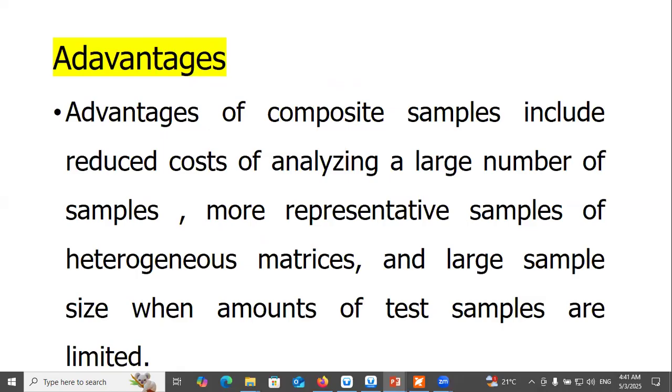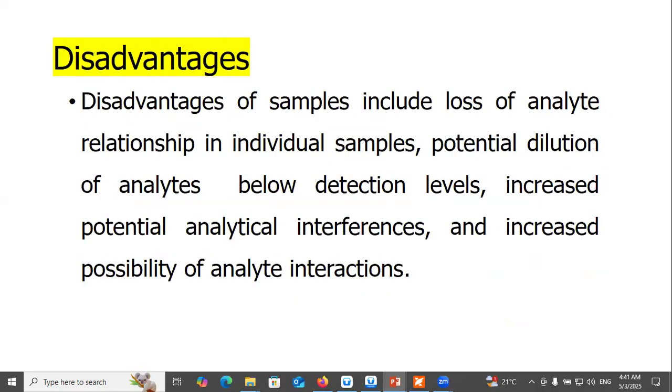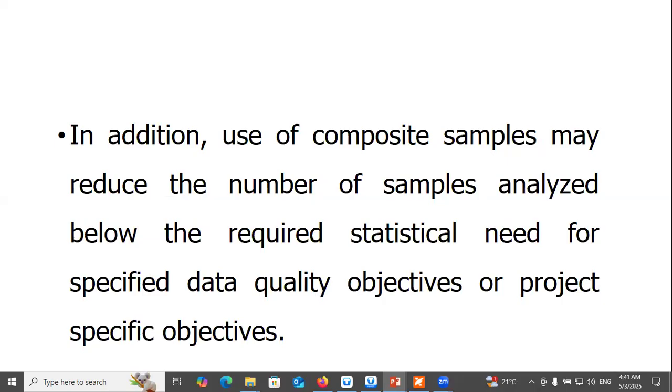Advantages of composite samples include reduced cost of analyzing a large number of samples, more representative samples of heterogeneous matrices, and large sample size when amounts of test samples are limited. Disadvantages of composite samples include loss of analyte relationship in individual samples, potential dilution of analytes below detection levels, increased potential analytical interference, and increased possibility of analyte interactions. In addition, use of composite samples may reduce the number of samples analyzed below the required statistical need for specified data quality objectives or project-specific objectives.